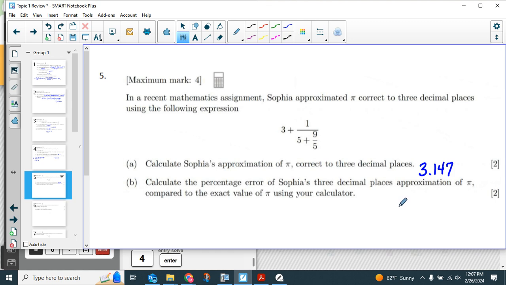Say that again. Yeah, absolutely. All right, calculate the percentage error of Sophia's 3 decimal places approximation of pi compared to the exact value of pi using your calculator. So we're actually going to use the pi button. All right, so again, our error, we would have the absolute value of the approximate, so 3.147 minus pi, over pi, times 100%.